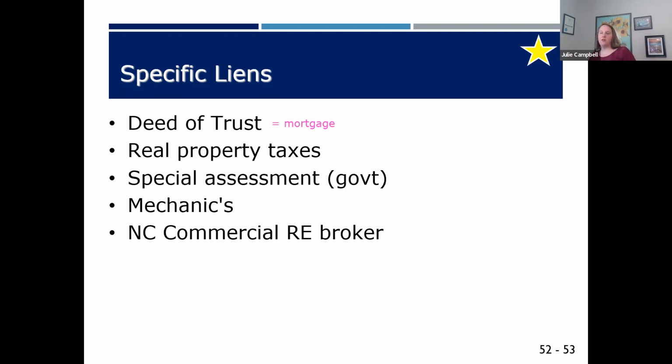Another specific lien is real property taxes. Every property in the state of North Carolina is subject to taxation. Did y'all know that? Every single property in the state is subject to taxation. Taxes attach and are due to the property each year. Failure to pay your taxes means you have a delinquent lien on your property. We'll talk more about that when we get to the end of this unit.